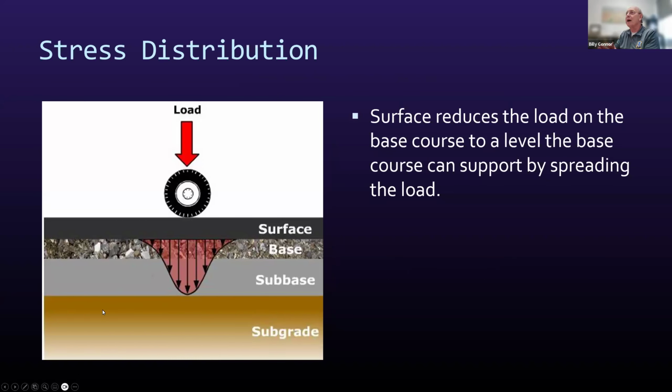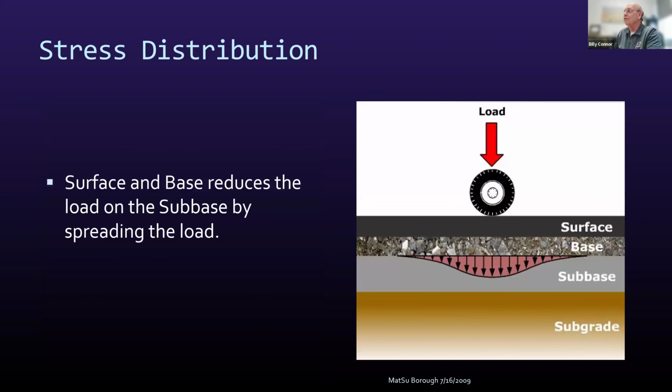So let's talk a little bit about stress distribution. The surface reduces the load to the base course to a level the base course can support it and perform as we want. The surface course really takes a lot of the load and spreads it out very quickly because it's bound together, and so it acts more like a semi-rigid material in there. And then we add to that to reduce it a bit more.